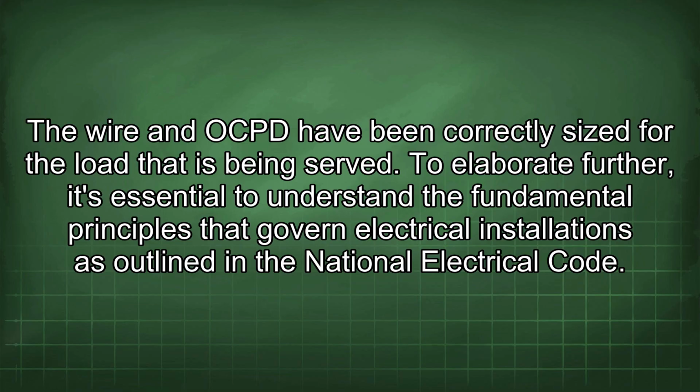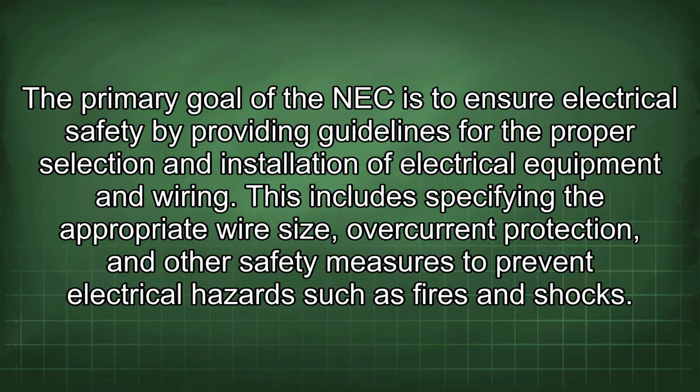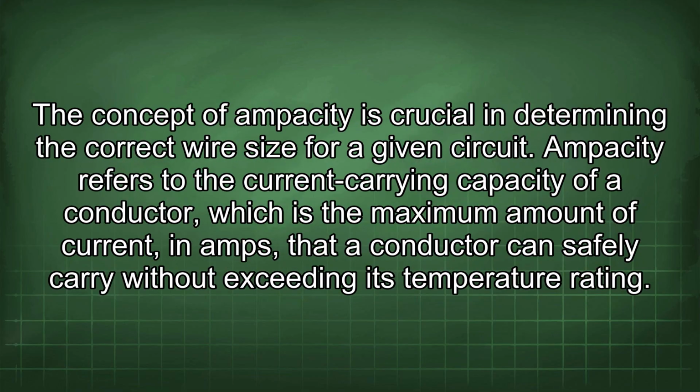To elaborate further, it's essential to understand the fundamental principles that govern electrical installations as outlined in the National Electrical Code. The primary goal of the NEC is to ensure electrical safety by providing guidelines for the proper selection and installation of electrical equipment and wiring. This includes specifying the appropriate wire size, overcurrent protection, and other safety measures to prevent electrical hazards such as fires and shocks.